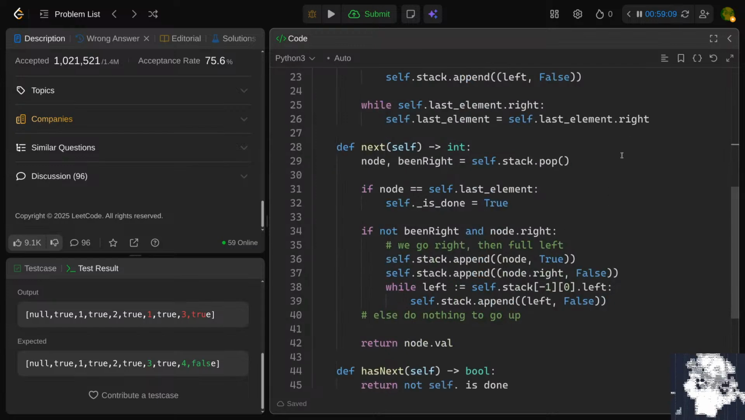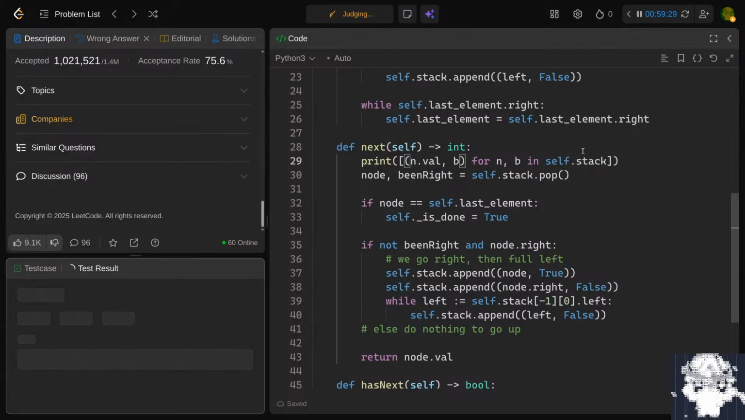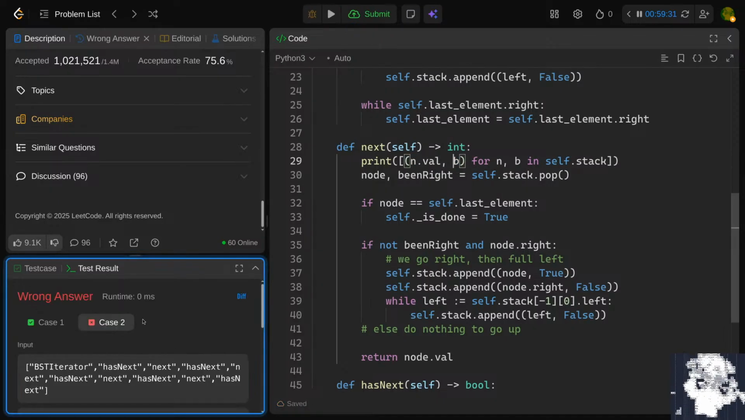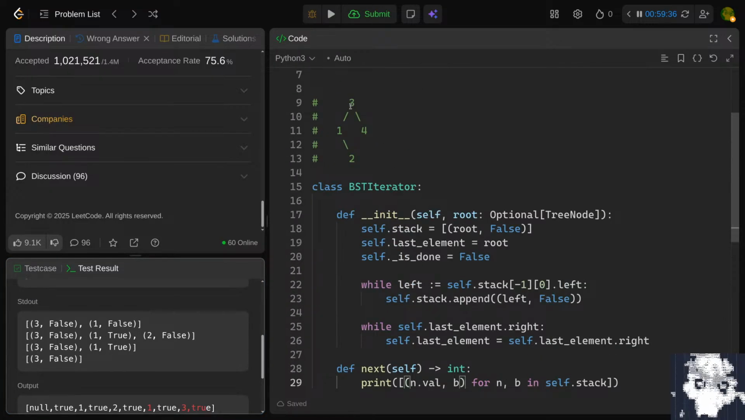So let's go back to printing the stack. I have to keep writing this code because I keep thinking I'm done. B for node B in self.stack. It's not B that I want actually, I want the pair n.val and B. Okay, so on this tree, we start here. We're going to output 1.